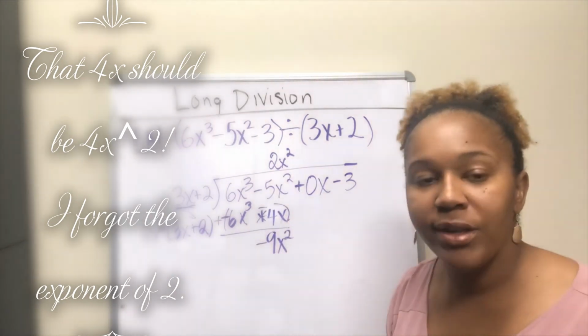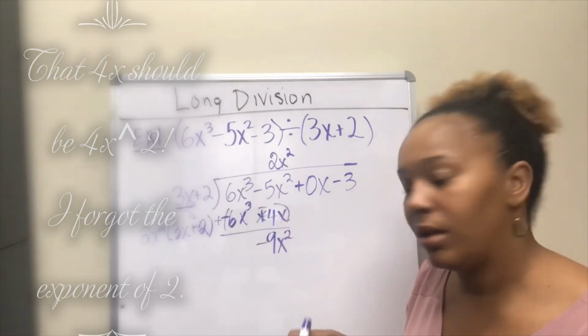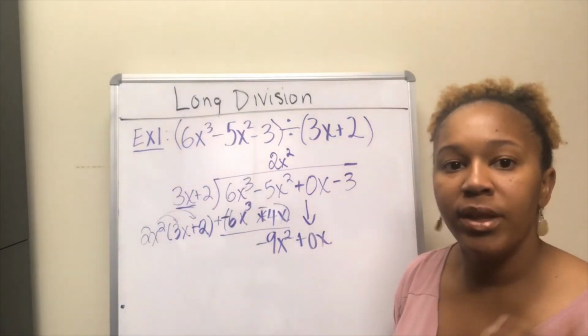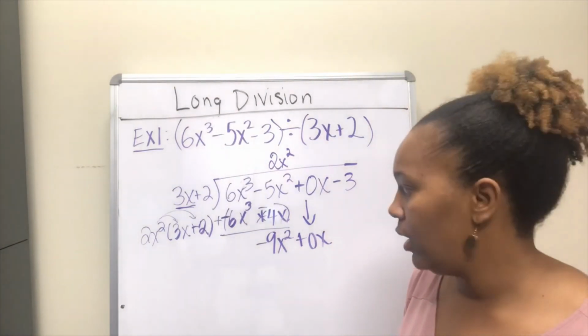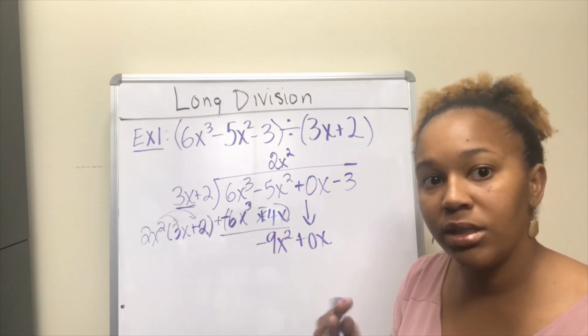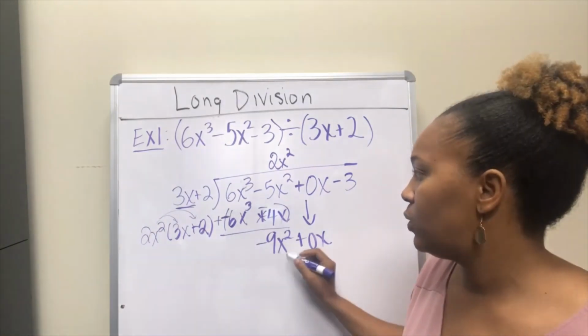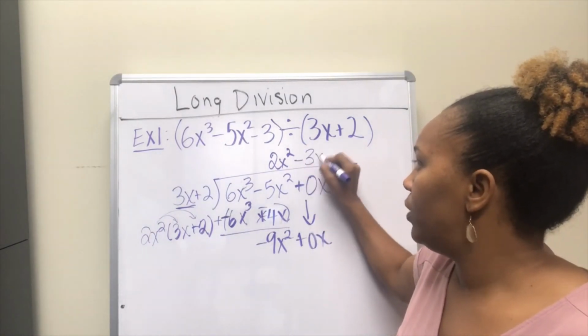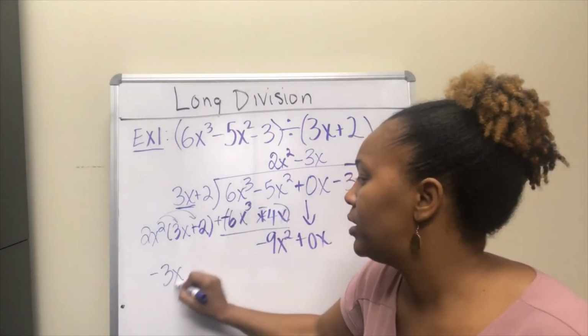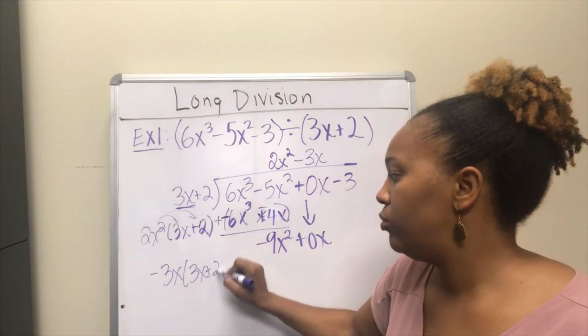And just like with the process before, once you subtract, you drop down the next number. Well, in this case, the next term, which is 0x. And then you start that process all over again. So 3x goes into negative 9x squared how many times? Or 3x times what will give you a negative 9x squared? That would be negative 3x. And then once it's up here, you multiply. So negative 3x times 3x plus 2.